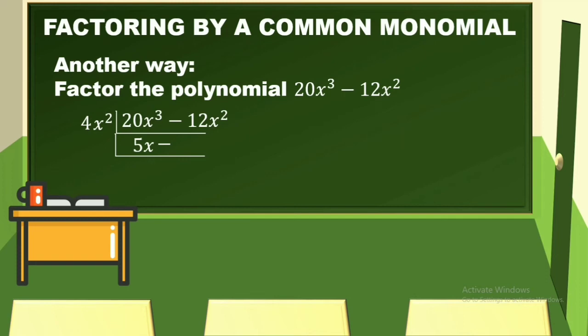Then 12x squared divided by 4x squared, that is 3. Again, there is no number that we can divide 2, 5, and 3. Now let us proceed to the factors of the given expression. So the factors are, yes, that is 4x squared.